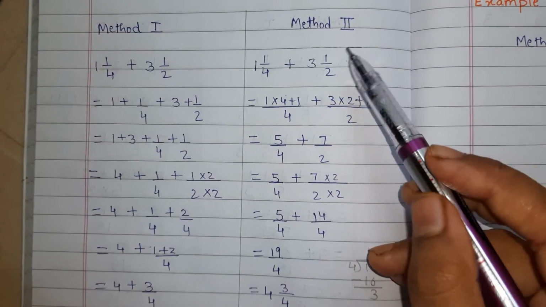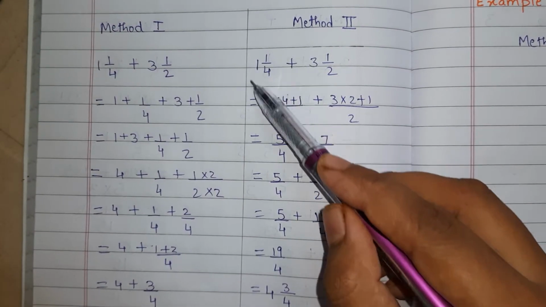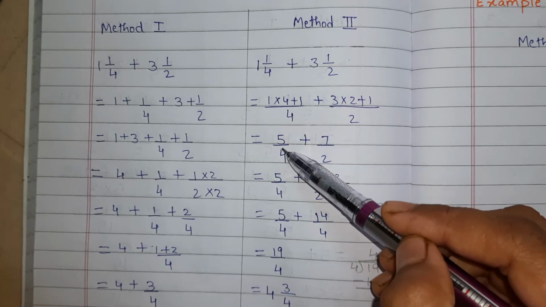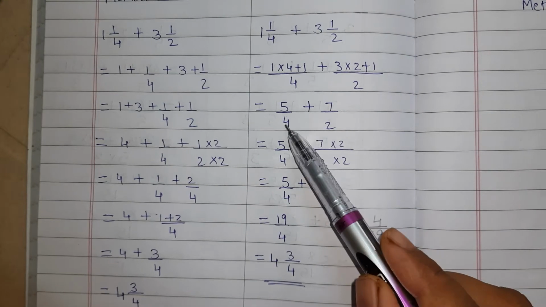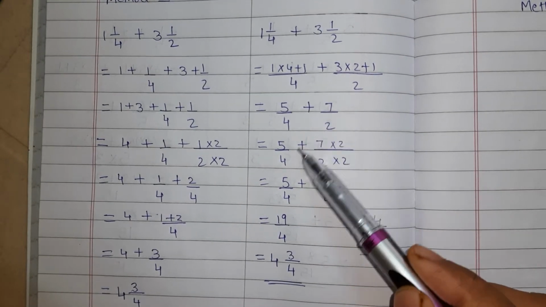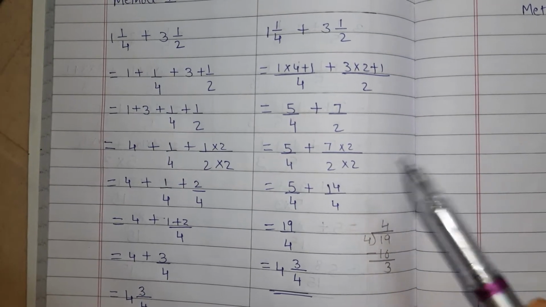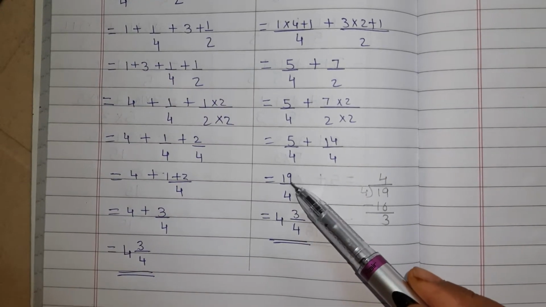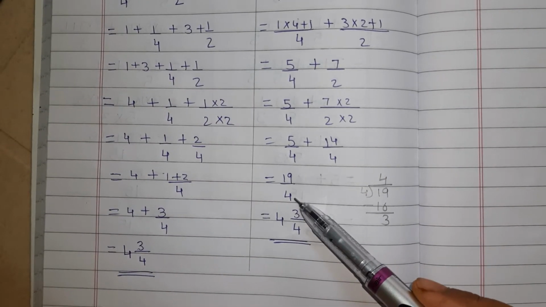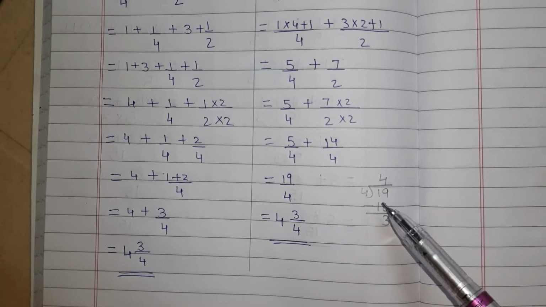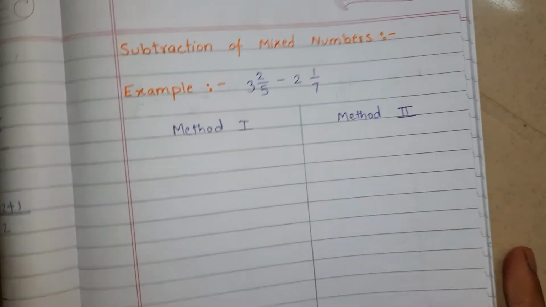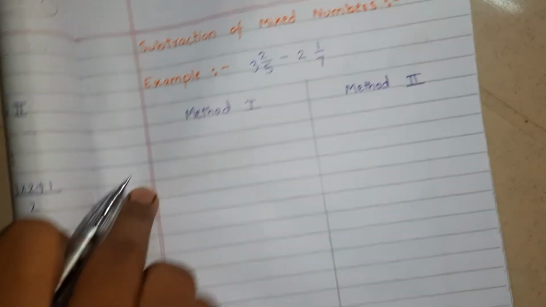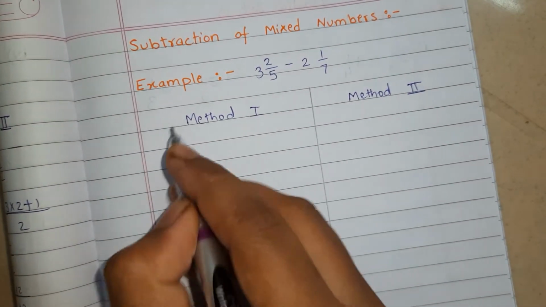And in the second method, first we have to convert the mixed number into an improper fraction. This also we convert into an improper fraction. Then for addition of two fractions, we make the denominators the same. After doing this, we get another improper fraction, and we convert this into a mixed number by doing the division. Now, the same two methods we use for subtraction. So, I will teach you both methods by taking one example.